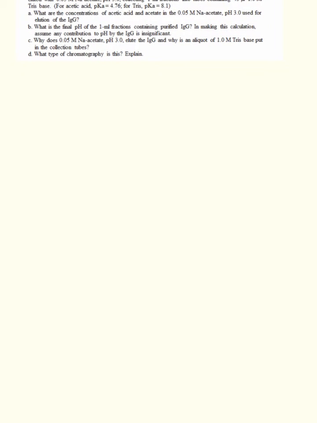So the first one: what are the concentrations of acetic acid and acetate in 0.05 molar sodium acetate? pH of 3 is used for the elution of IgG. So instead of using 0.05 molar, I'm going to use 0.07 molar, just to slightly change the problem up so you can do this later on your own.